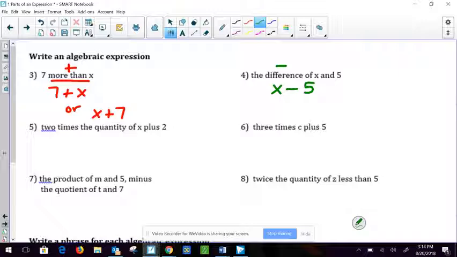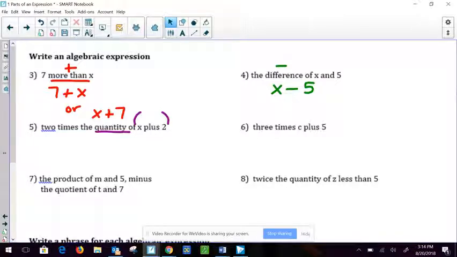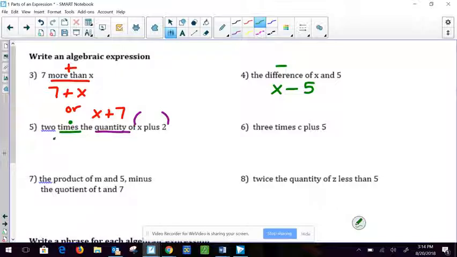Number 5 is getting a little bit more complicated now. It has one of my favorite words in it. It has the word quantity. As soon as you see quantity, you need to start thinking parentheses. It does have another operation word in there of times. So remember that times means multiply. So 2 times the quantity of x plus 2, you have 2. You're timesing it times something in parentheses, and what that is is x plus 2. So you have x plus 2.